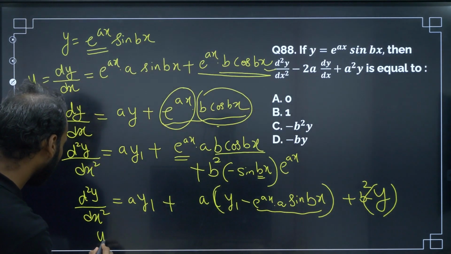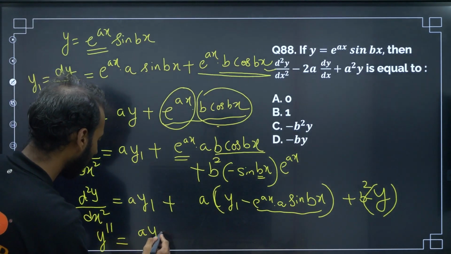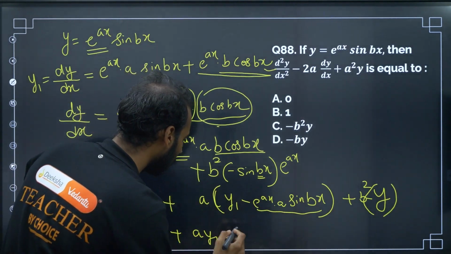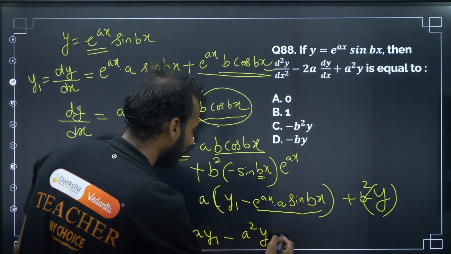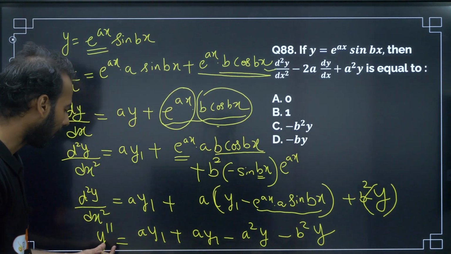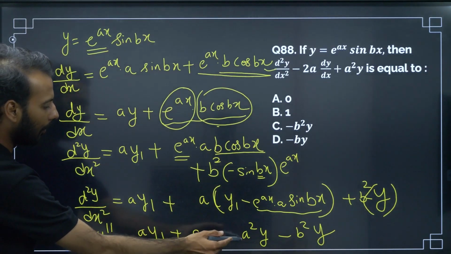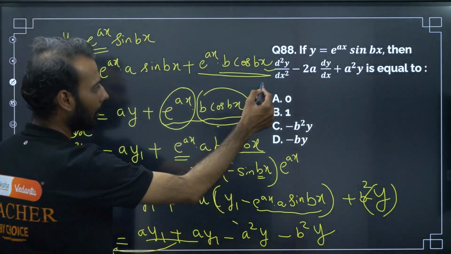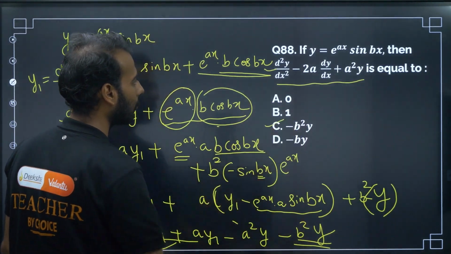So y double dash or y2 is equal to ay1 plus ay1 minus a square y. I will write this as minus b square y. Now see here, y double dash means d2y by dx square. I will transpose this to that side, and I will get this expression. This expression is equal to what we are left with, so minus b square y is the answer.